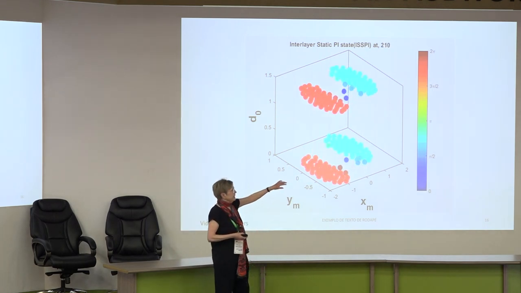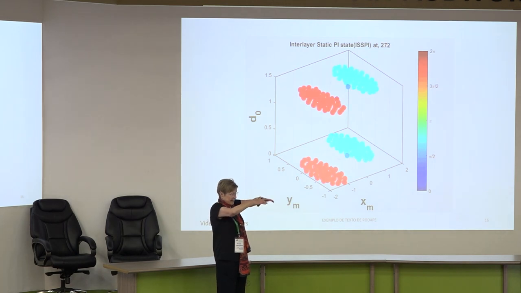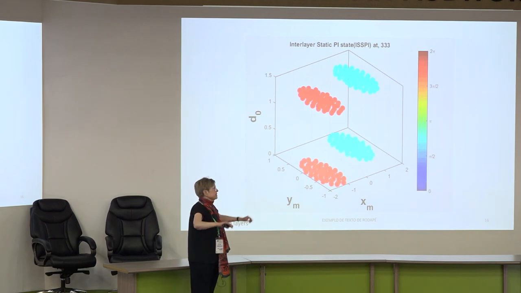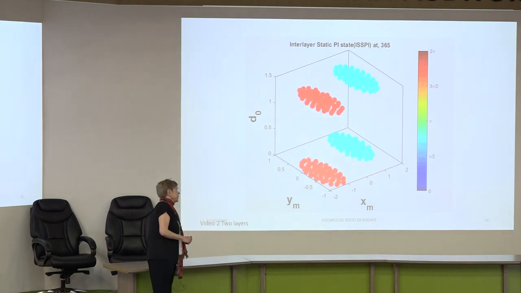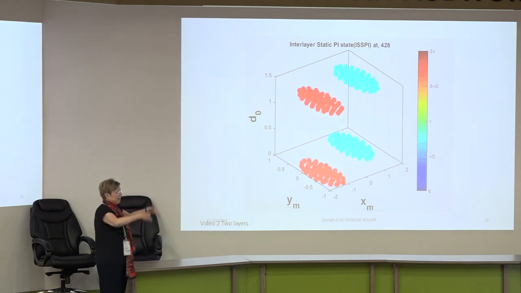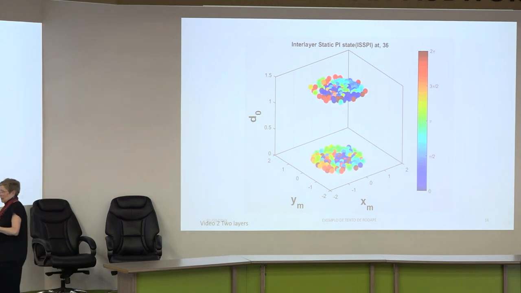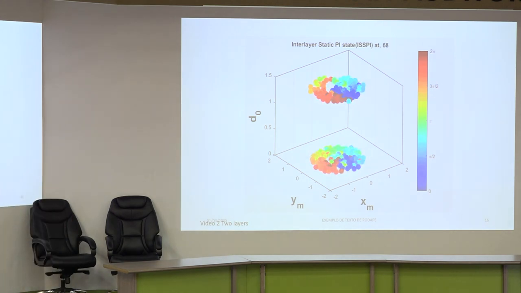In the interlayer case, what happens is that the particles in one layer separate into clusters that are separated by pi, and in the next layer the same thing happens in both layers. And this is what we call the pi state.